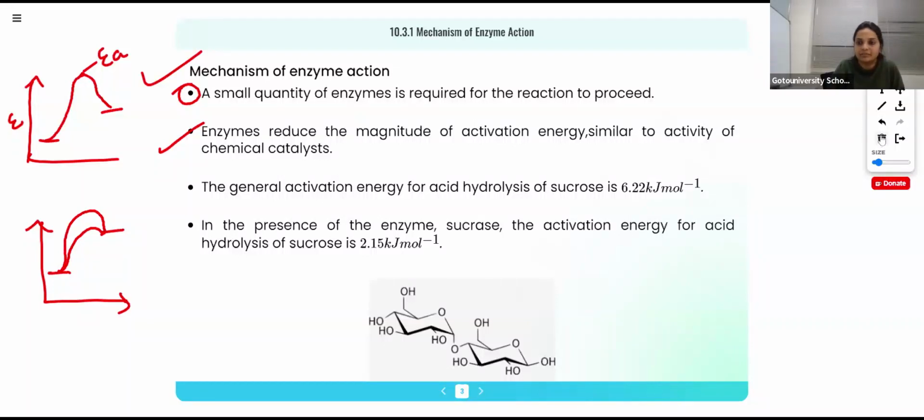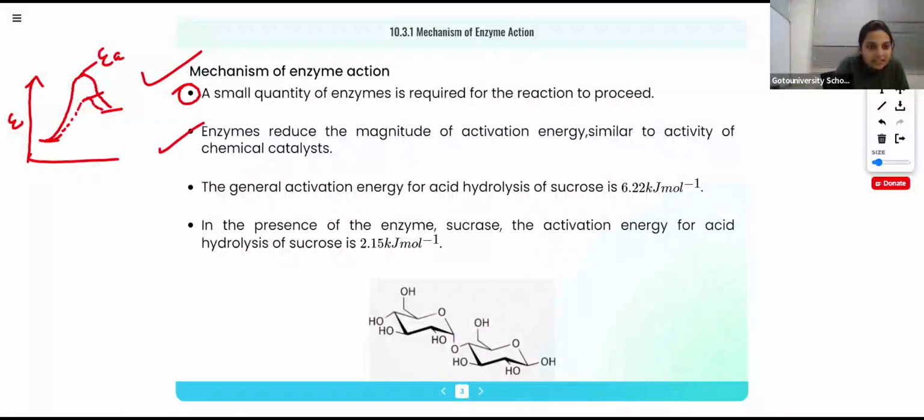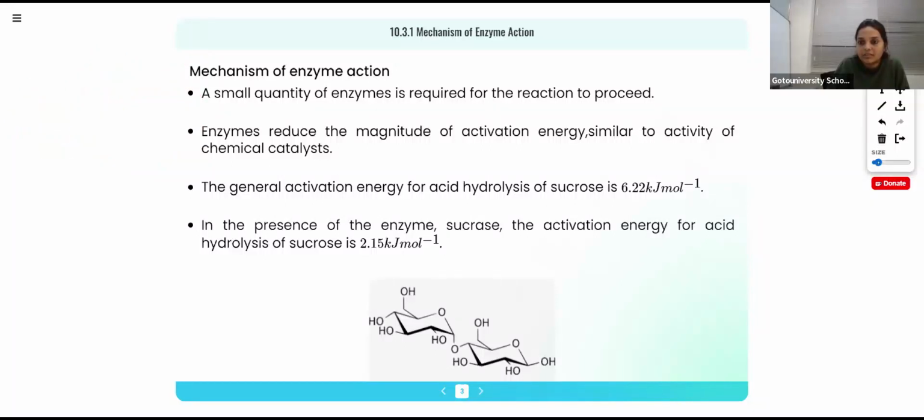I will draw again. Here I will draw. This is the activation energy of the reaction. Suppose I am using a catalyst, the reaction will be like this. What does it mean? This is the activation energy, and this is decreased. So this is the new activation energy. I will draw a clear diagram, it will be better.